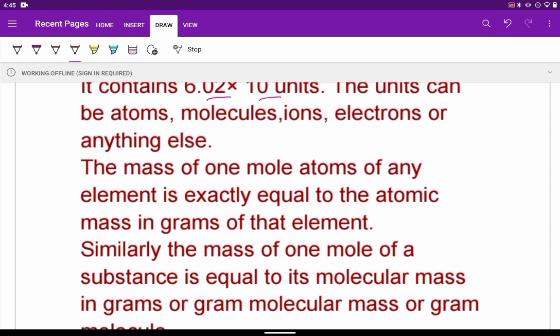For example, the atomic mass of aluminium is 27 AMU and 1 mole of aluminium contains 6.02 into 10 to the power 23 aluminium atoms, and the mass of 1 mole of aluminium is 27 grams. So the numerical value is the same. I am repeating again, atomic mass of aluminium is 27 AMU and mass of 1 mole of aluminium is 27 grams.